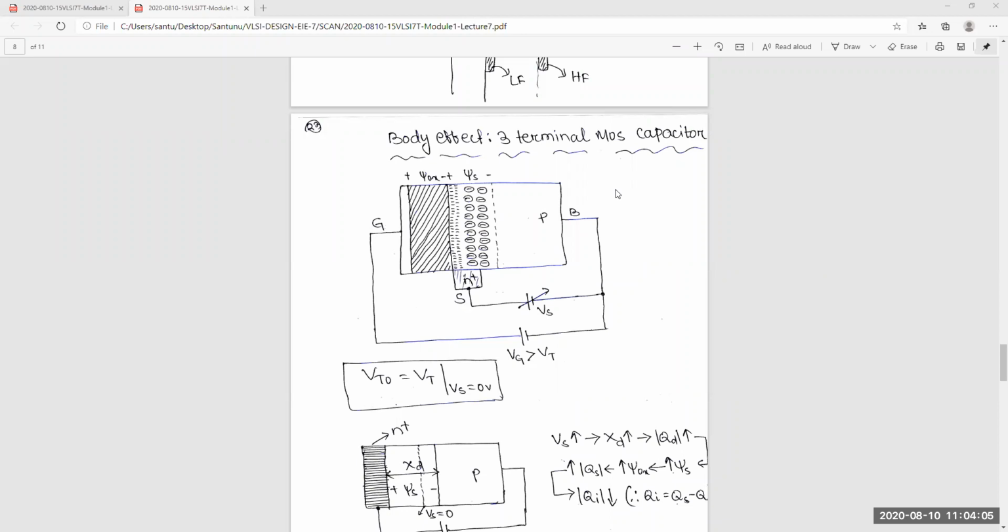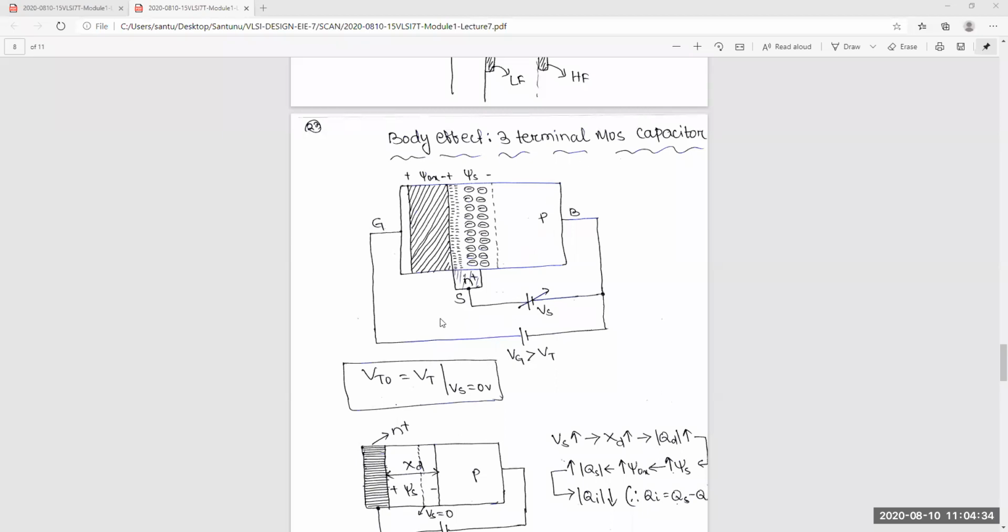That is the body effect, where body means substrate. So due to that source to substrate supply, does the threshold voltage increase or decrease? That is what we'll discuss. For the analysis of the body effect, first we will see this figure.